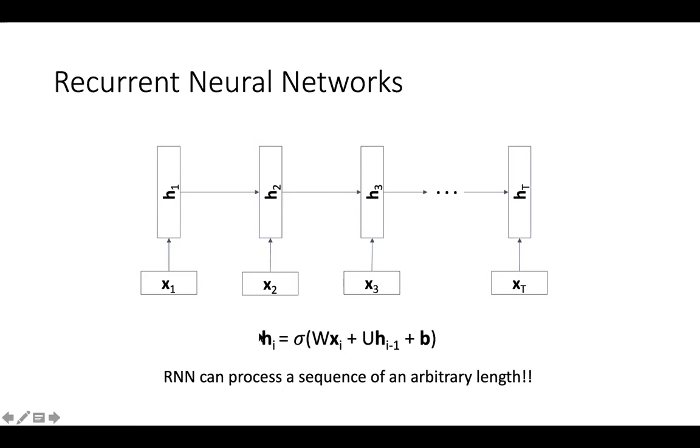The hidden layer of the ith step is obtained by linearly transforming the previous hidden layer and the current input, and then there's a bias vector. You first linearly transform the inputs and the previous hidden layer, sum them up with the bias, and then put it through a nonlinear activation function, which is typically tanh in the vanilla RNN. You reuse the weight matrices and the bias vector at each time step, so you can process any arbitrary length of sequence. That's the strength of the RNN.